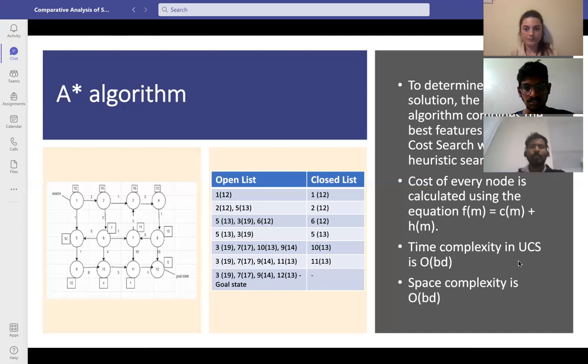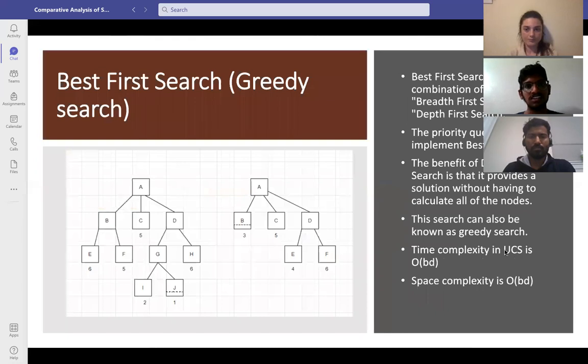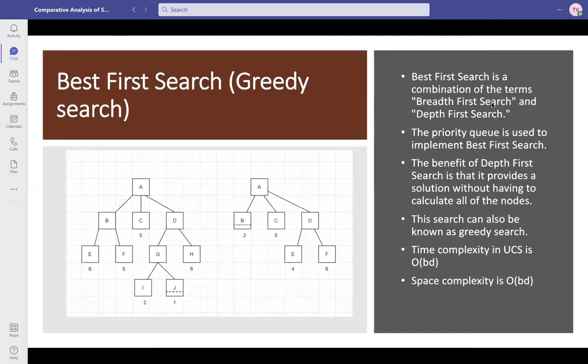It is mainly used in designing games and in the traffic navigation systems that we follow. So this is a basic overview of the A-star algorithm. And then the next one is best first search or greedy search. This is a combination of breadth first search and depth first search. It is mainly used in designing games and web crawlers.